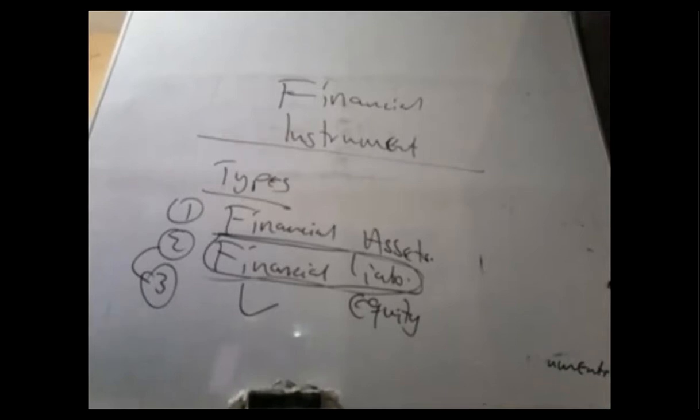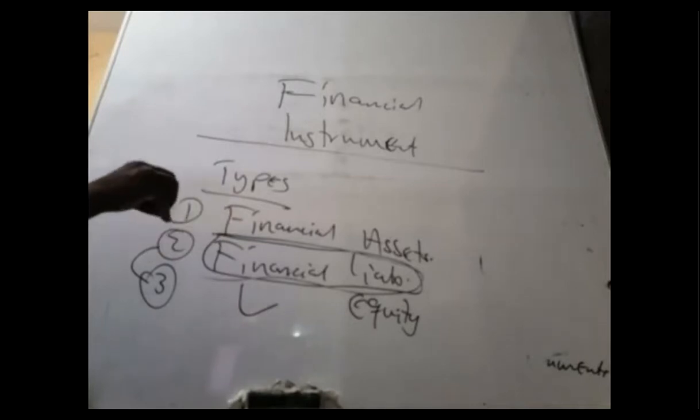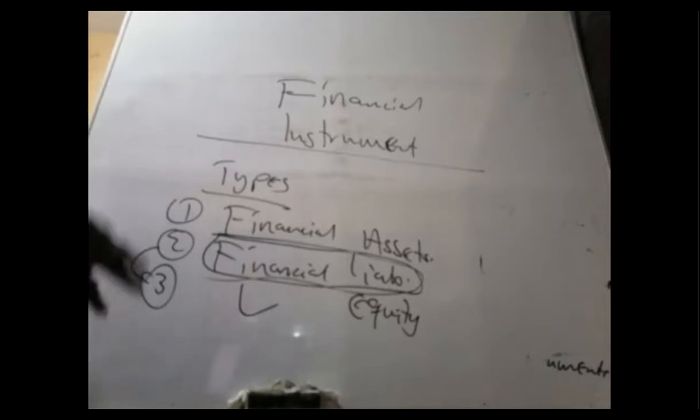Now let's see. When you talk about financial assets, it basically talks about the right to receive cash, not a promise to receive cash. So there's a difference between promise and right. You have the right to receive cash. You've entered into a contract with someone and the person has to pay you. That one, you have the right. But if a friend promises that, oh, tomorrow I'll give you 10 cedis, the person promised you, that is not a financial asset because it's not binding.